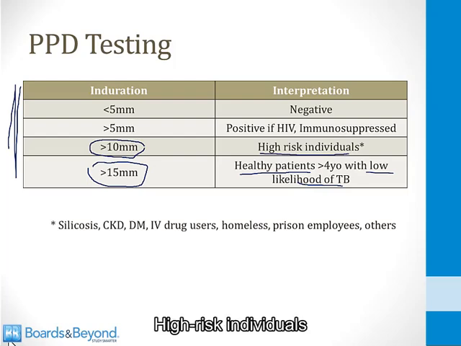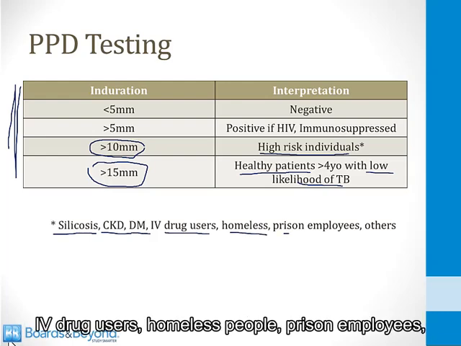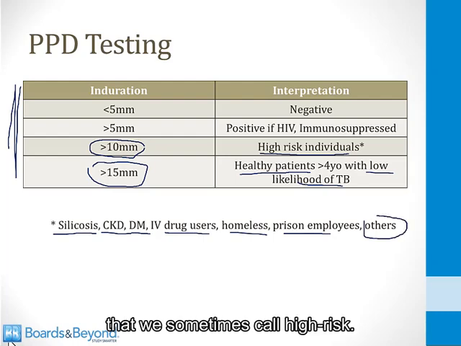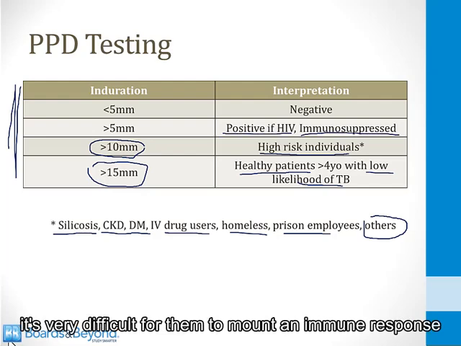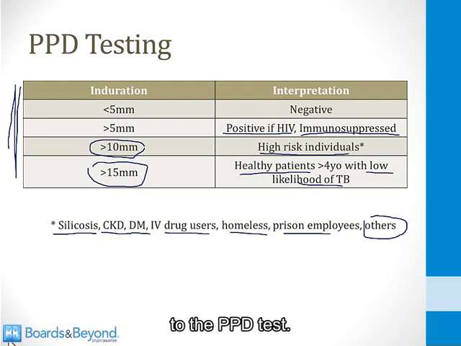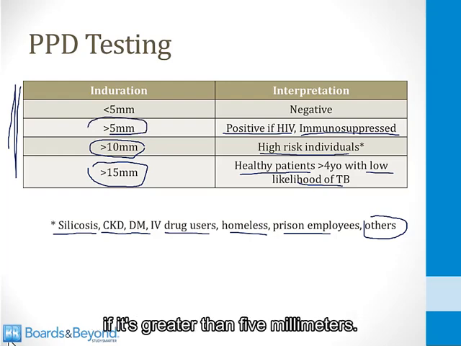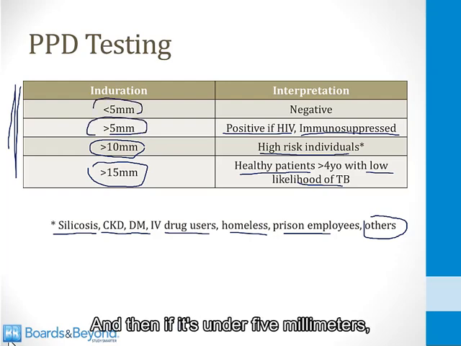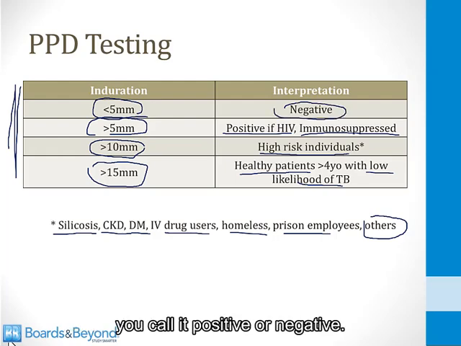millimeters. And high-risk individuals are people with silicosis or kidney disease or diabetes, IV drug users, homeless people, prison employees, and there are some other groups that we sometimes call high risk. If the patient has HIV or they're immunocompromised, it's very difficult for them to mount an immune response to the PPD test. So in these people, we call it positive if it's greater than 5 millimeters. And then if it's under 5 millimeters, no matter who you are, it's always negative. So based on a table like this, you call it positive or negative.